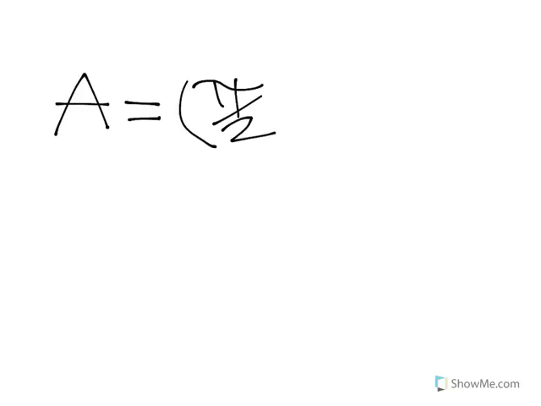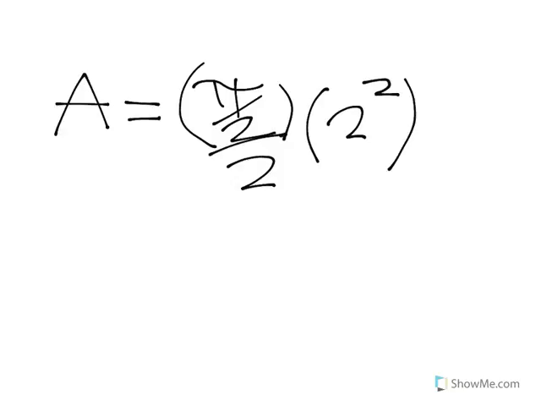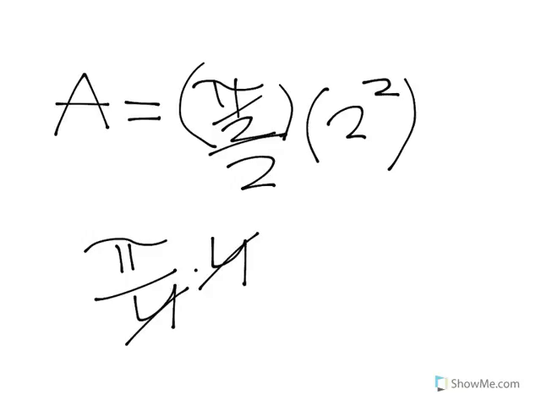Now if we plug it into our equation, we get A equals pi over 2 times 2 squared. That'll simplify out to equal pi over 4 times 4. And those will both just cross out, and so the sector area is just pi.